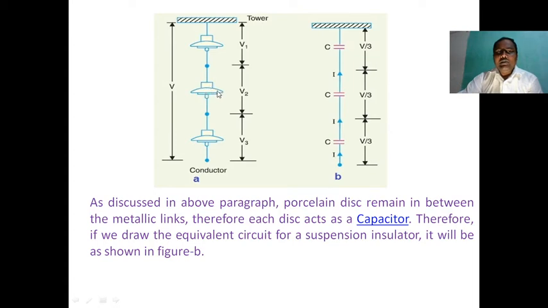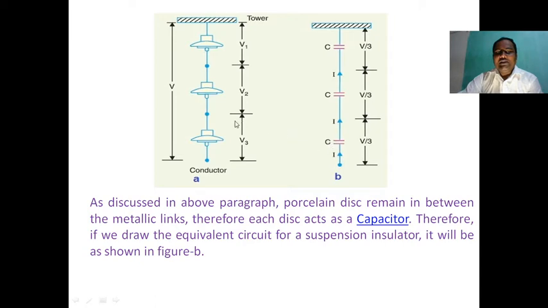Already we know capacitance will exist when any two conductors are separated by an insulator, which is very important. Here, the metallic links act as conductors. Any two conductors separated by an insulator, definitely the capacitance C exists.